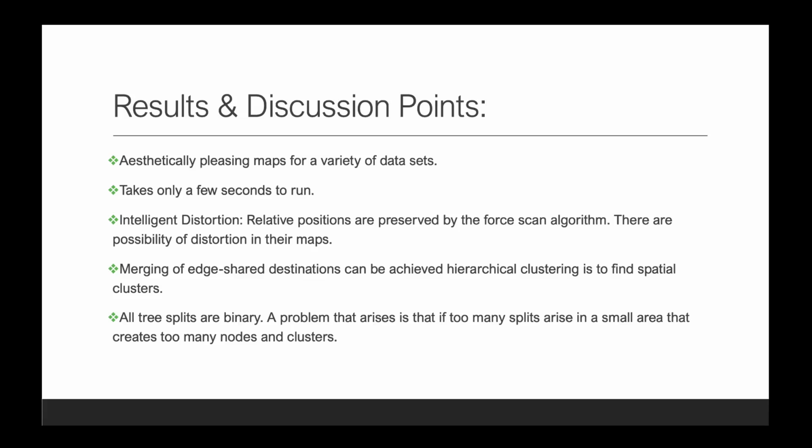Merging of edges with shared destinations can be achieved by hierarchical clustering to find spatial clusters. All tree splits are binary, but this can lead to a problem if there are too many splits in a small area that can create too many nodes and clusters. That again leads to clutter.